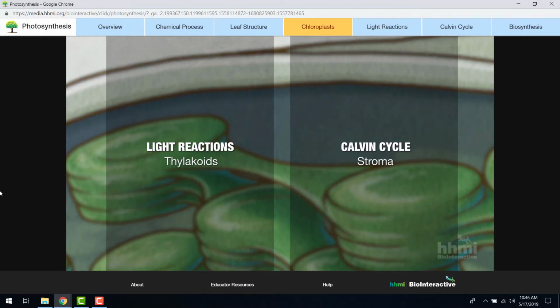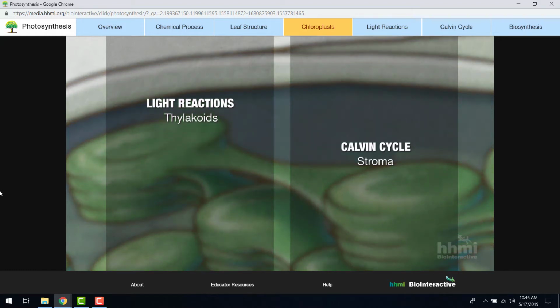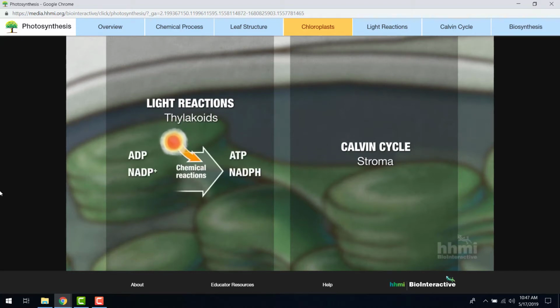In the thylakoid membranes, the light reactions transform light energy to chemical energy. Light energy drives the formation of ATP molecules from ADP and of NADPH molecules from NADP+ and electrons. Along the way, water molecules are split and oxygen is formed, which can be released into the atmosphere.